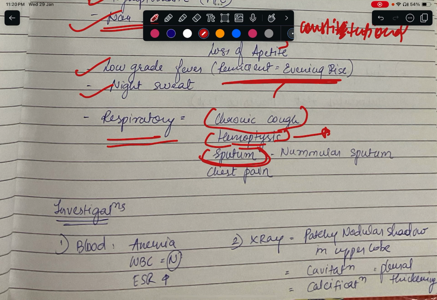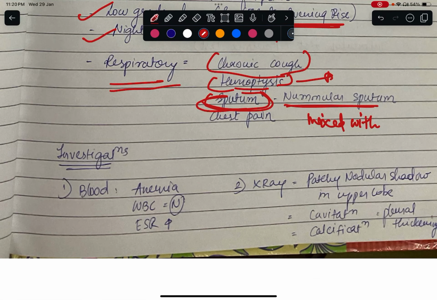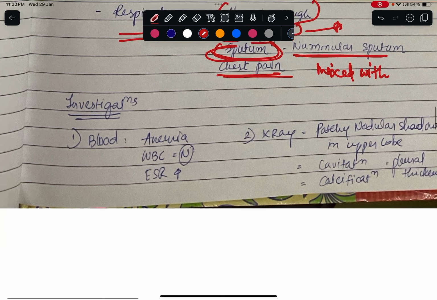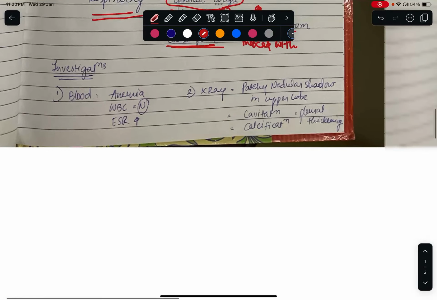Then sputum. There is a characteristic name for the sputum. It's mixed with blood, and it's called nummular sputum. Nummular sputum. Then there is chest pain. There are 7 investigations.